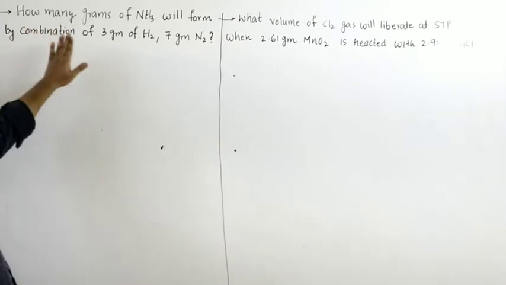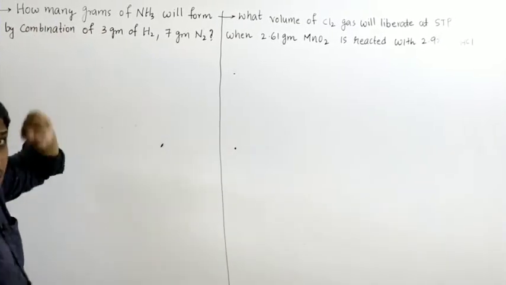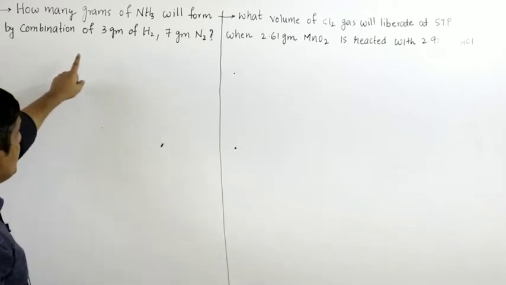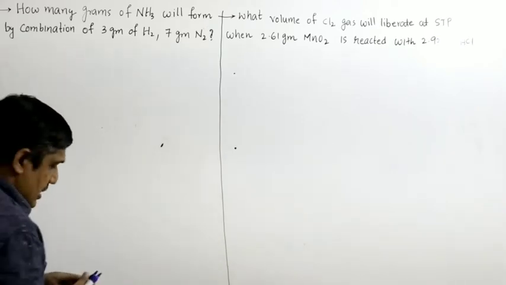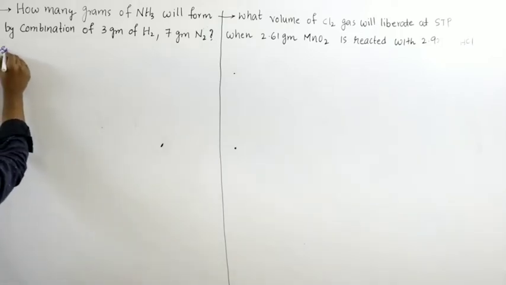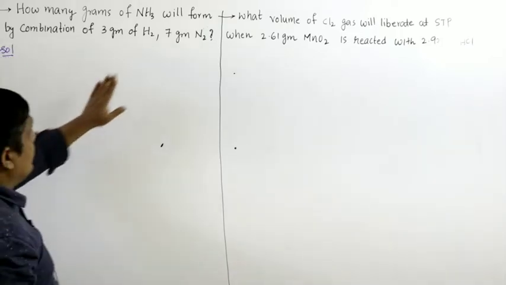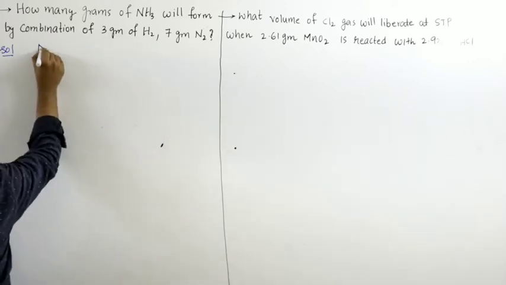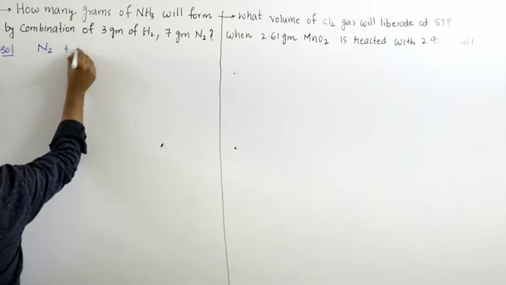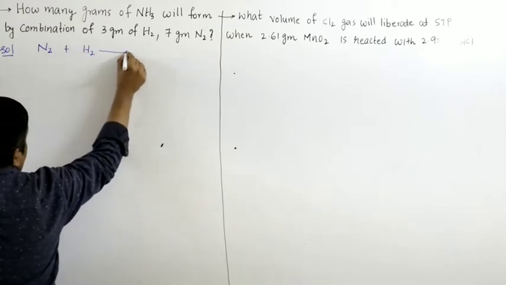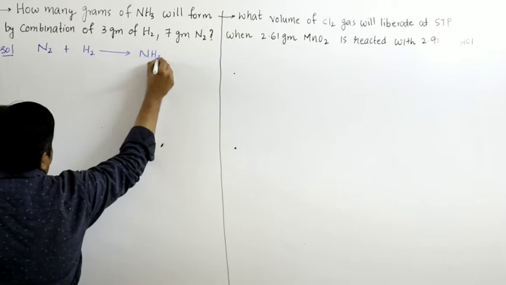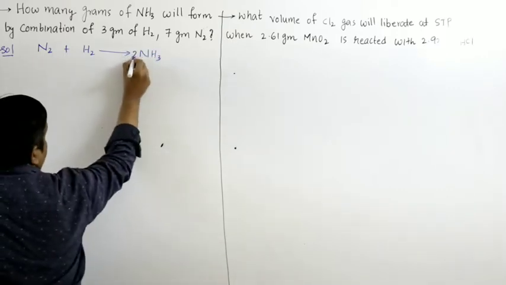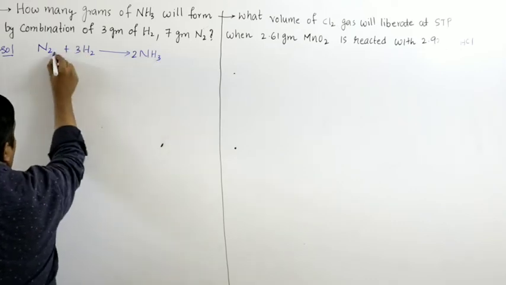First one: how many grams of ammonia will form by combination of 3 grams of hydrogen and 7 grams of nitrogen? So let us see. First, identify the reactants. Hydrogen and nitrogen combine to form ammonia. So that is the first thing. So write nitrogen plus hydrogen gives ammonia. Next thing is you have to balance: 2 nitrogens, 6 hydrogens. So all are gases.